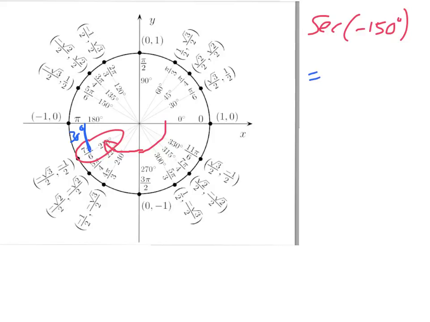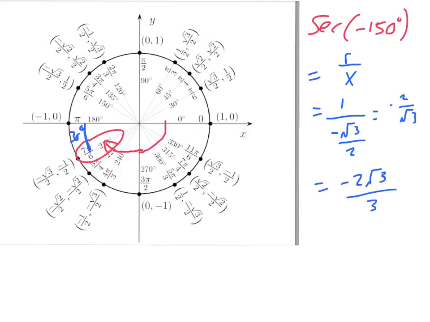Secant, remember, is the reciprocal of cosine. So that's going to be r over x. R is 1. So that's 1 over whatever the x value is, in this case, negative root 3 over 2. So that's negative 2 over root 3. Rationalize that out. That's going to be negative 2 root 3 over 3. That's the secant of negative 150 degrees.